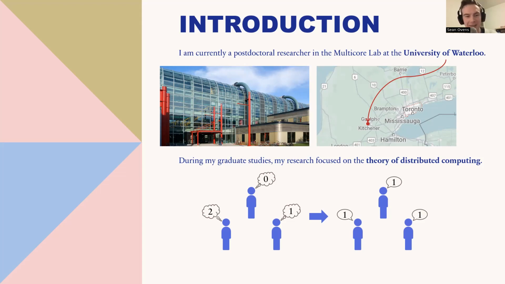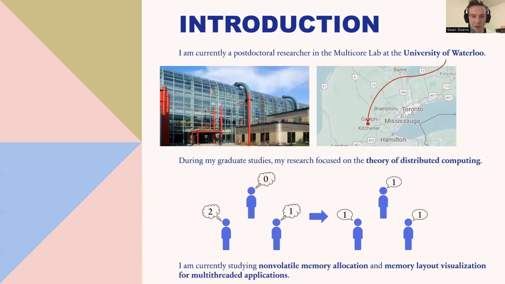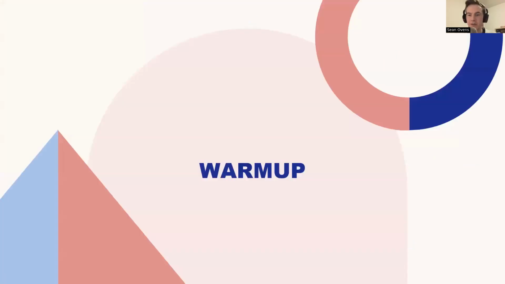So a classic example of a problem in distributed computing is consensus. Every computer begins with an input, for example, some number, and everybody just has to agree on a single output value. So those are the kinds of things that I study. And in my postdoc so far, I've been studying more practical things, I guess, non-volatile memory allocation and memory layout visualization for multi-threaded applications. All right, that's enough about me.